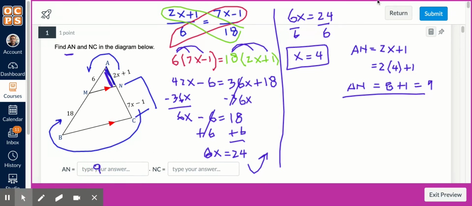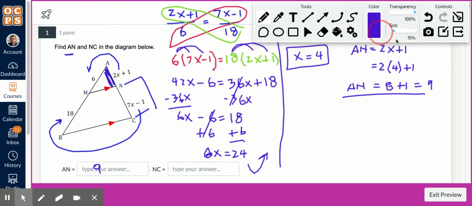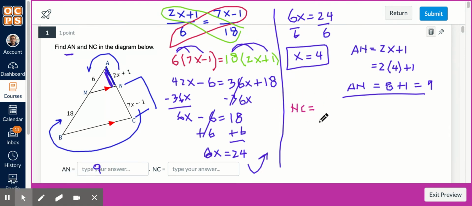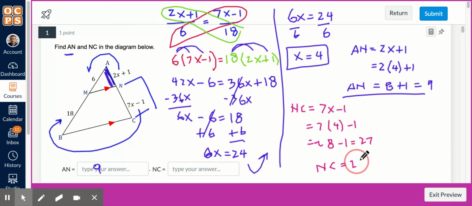Second question is NC. So let's find the NC. Change the color. Same thing that we just did. We plug it back in. Okay, so we have 30 seconds right now. Let's finish. NC is 7x minus 1. 7 times 4, which is my x, minus 1. 7 times 4 is 28. Minus 1 is 27. So NC is 27. And that's my second answer.